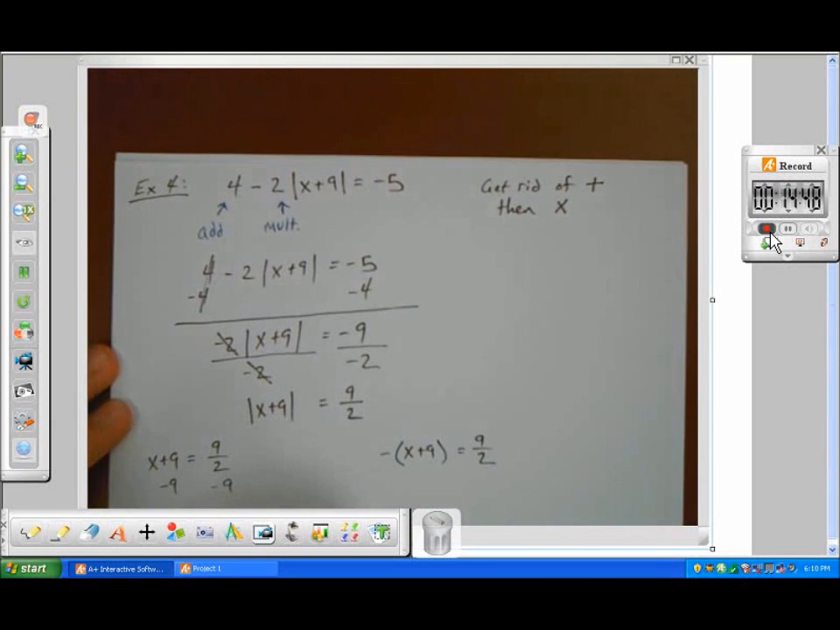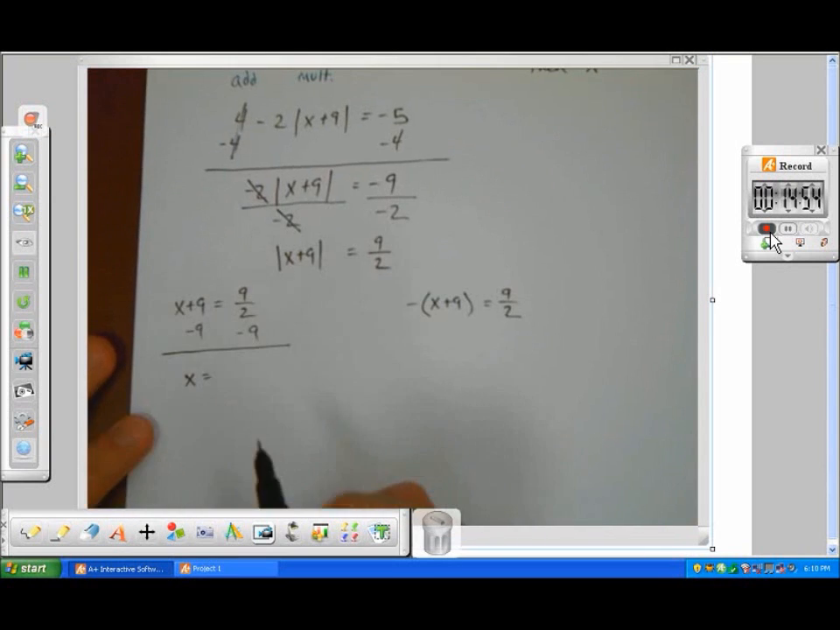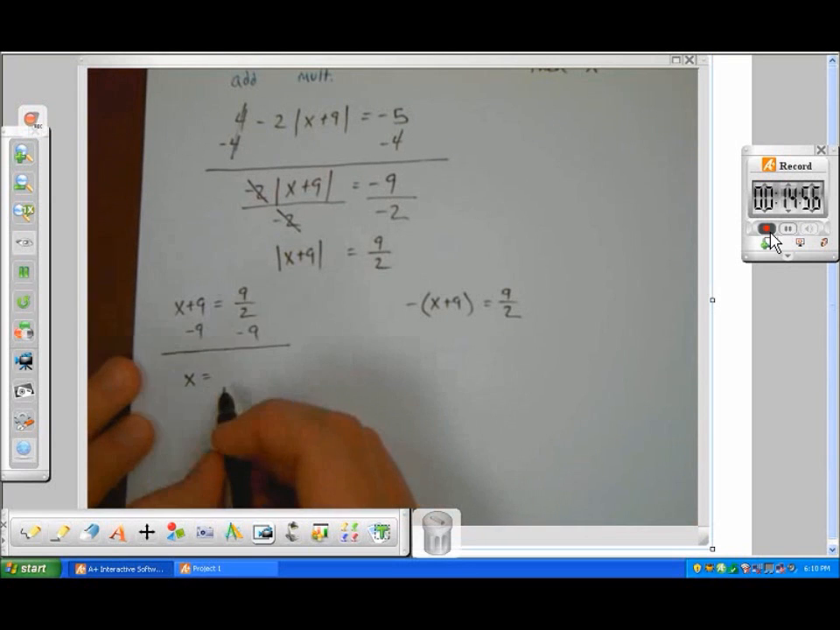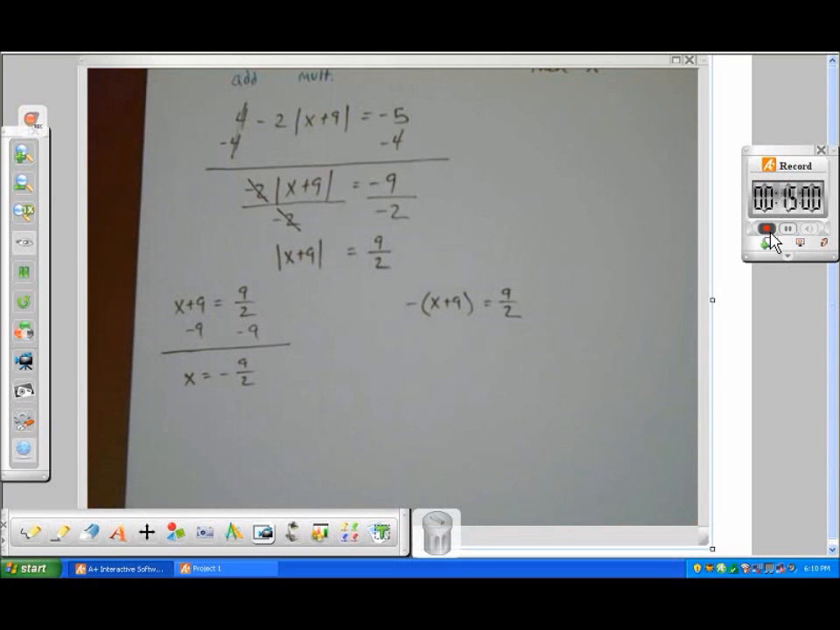Here I'm going to subtract 9 on both sides. So x equals, and this would be something that we could use our calculator to figure out. But since we don't have it, I'll let you know that the answer is negative 9 halves. You can verify with your calculator when you get to school tomorrow.